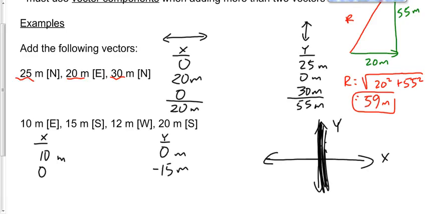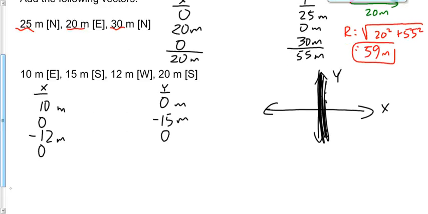Right, if it's on this plane, it's x. If it's on this plane, it's y. Next one, 12 meters to the west. How much of that is x component? 12 meters to the west, negative 12, because it's west, right? And none of it is on the y-axis. 20 meters to the south, none of it's on the x-axis. Negative 20 is on the y-axis. Negative because it's south.